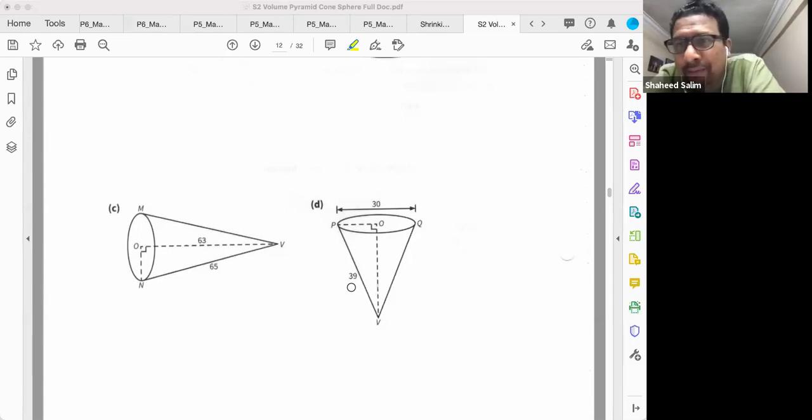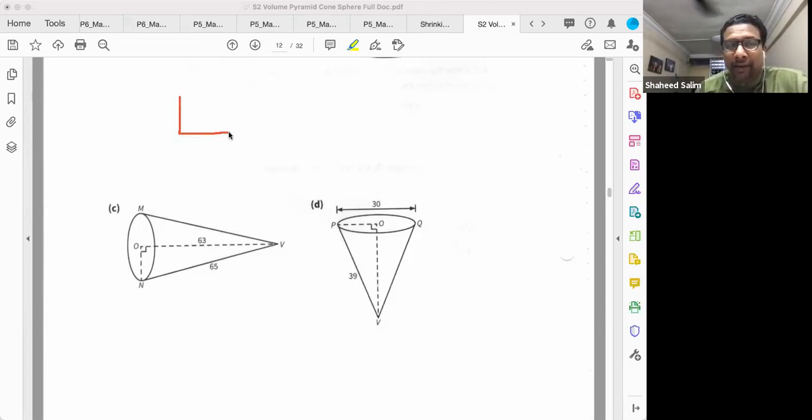Okay. You all learned Pythagoras, right? Remember Pythagoras theorem? I'll just revise Pythagoras. We did Pythagoras, right? A, B, C. C is always the longest. C squared is equal to A squared plus B squared. If you can't find it, you all do this one first.